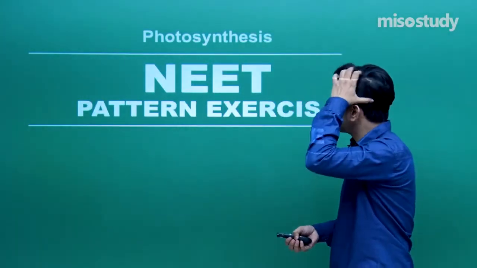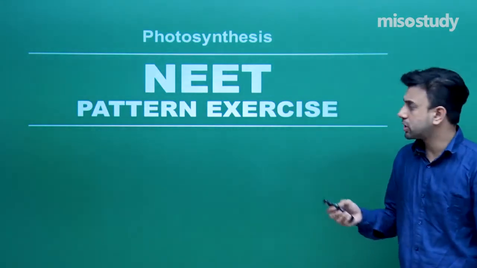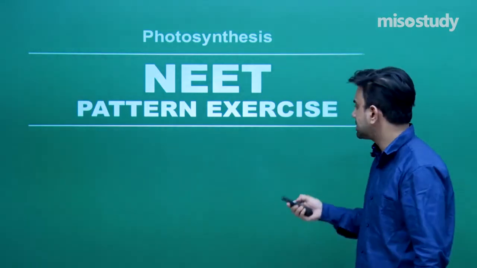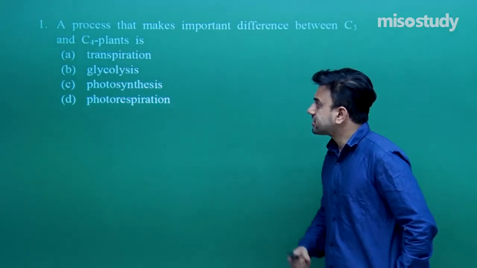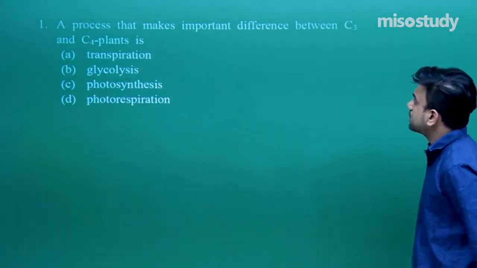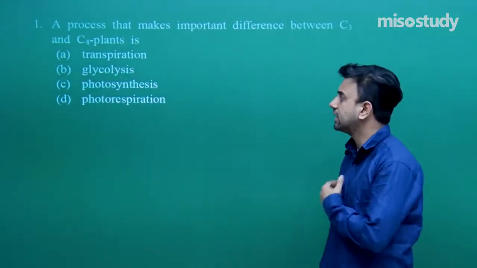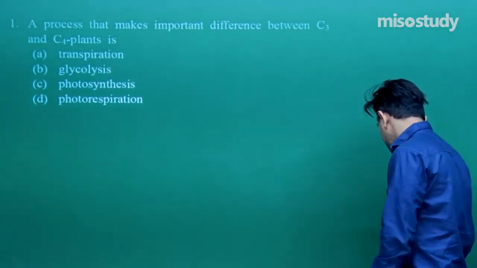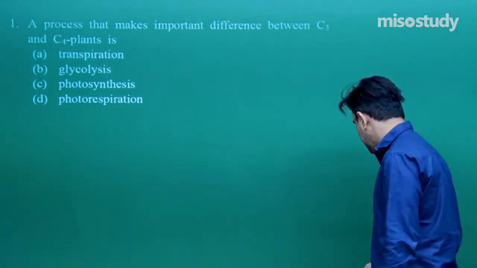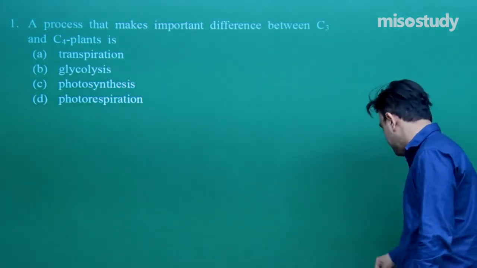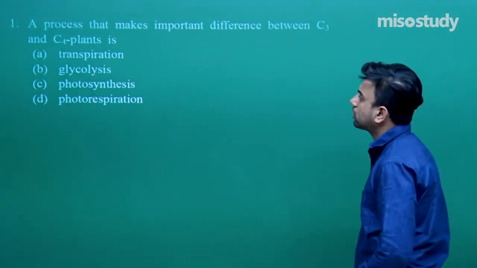So today we will discuss the NEET pattern question exercise on photosynthesis, right? Let us start with the first question. A process that makes an important difference between C3 and C4 plants is, right? So what basically is the basic difference between C3 and C4 plants is, right, transpiration.